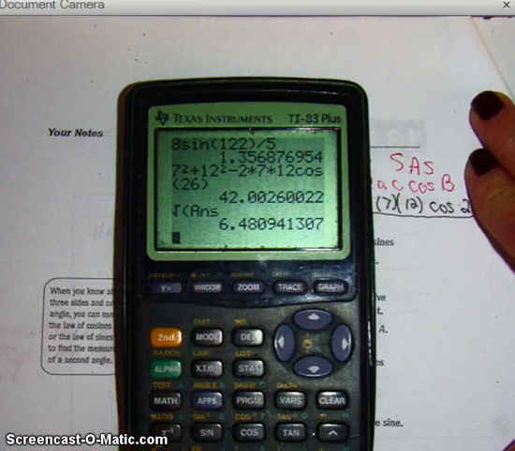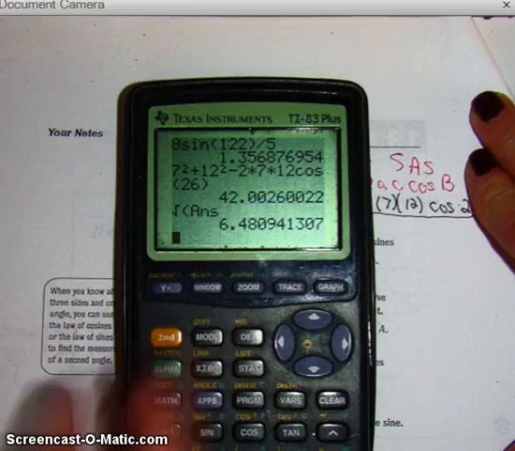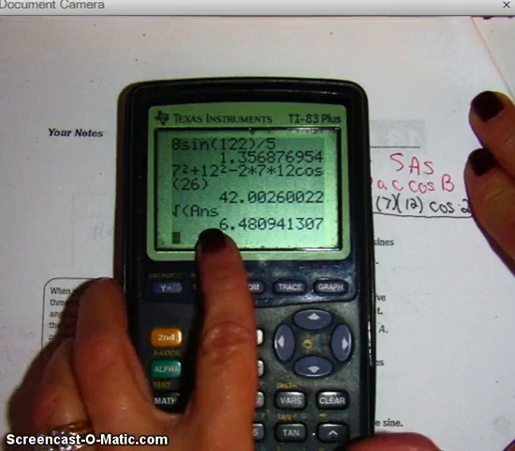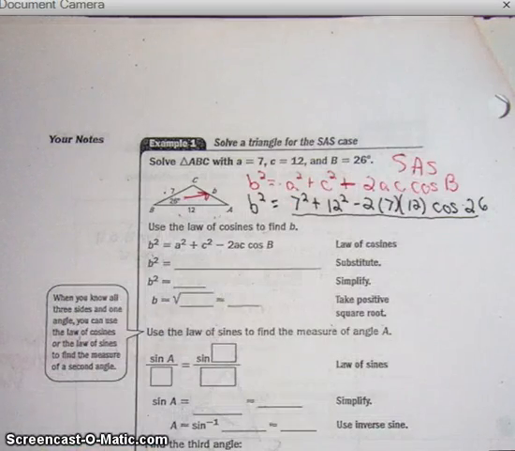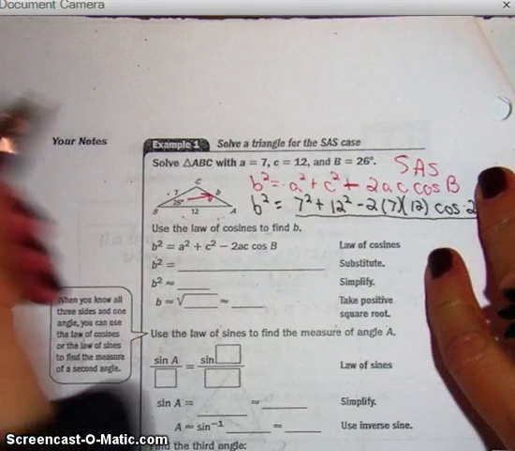At the end, is that just B or is that B squared? No, I square rooted it right there. Oh, okay. So 6.5. Awesome. All right, so let's put it in the picture.